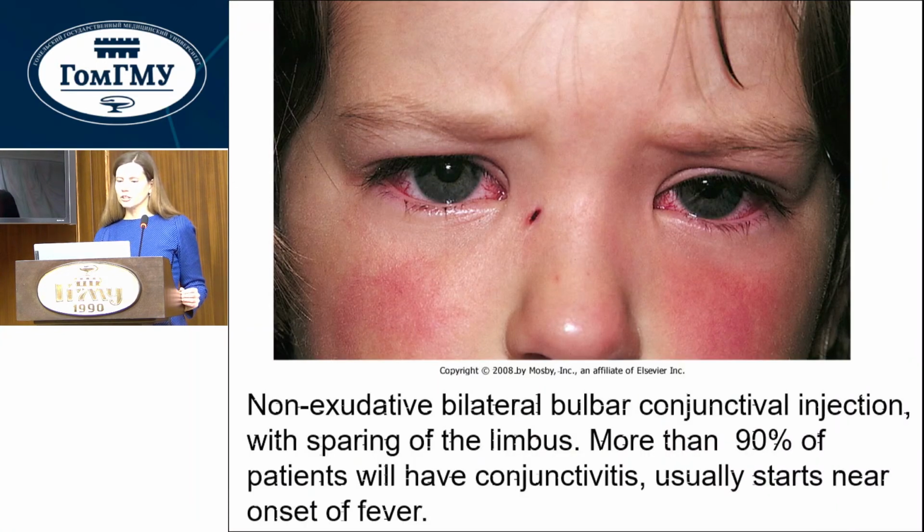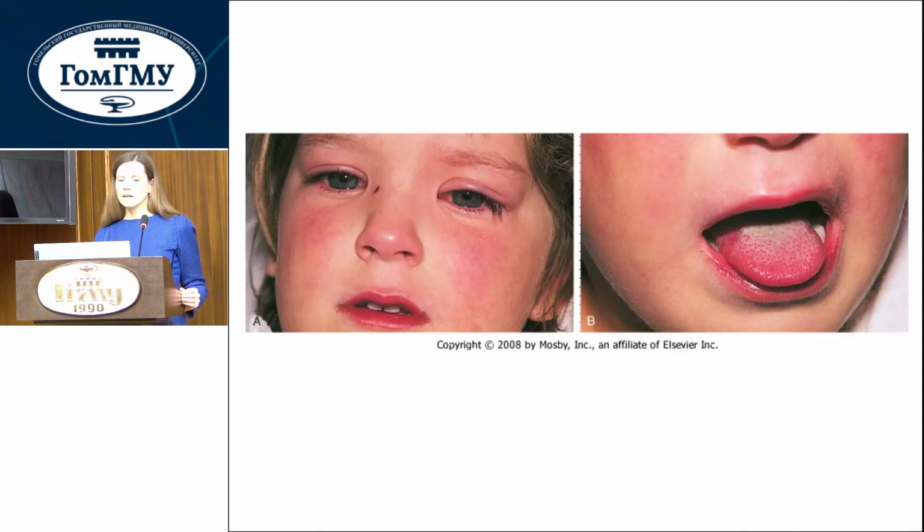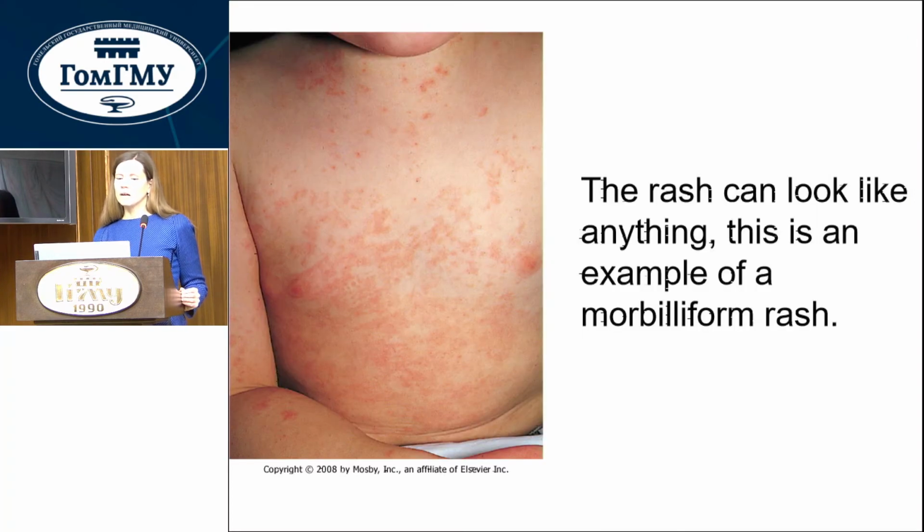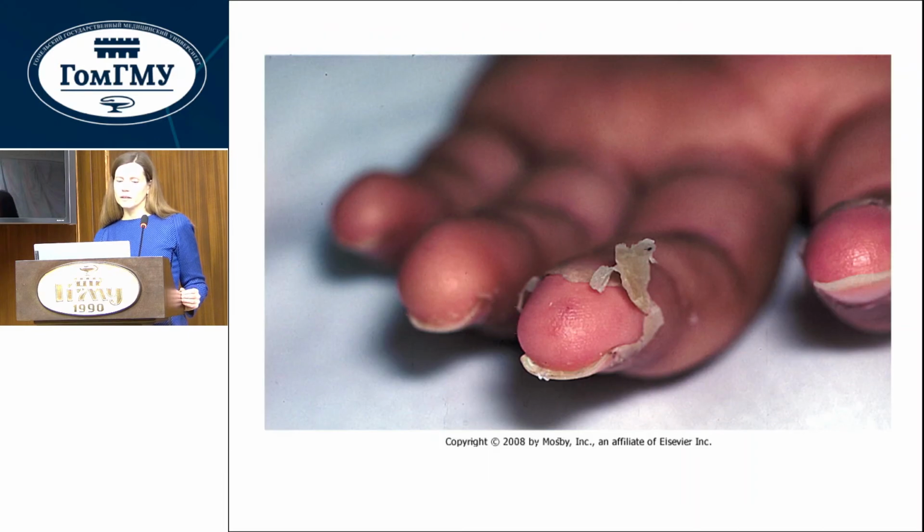We have a picture of the specific rash on the face in children, a specific strawberry-like tongue, very similar to childhood infections, and the rash can look like anything. This is an example of a morbilliform rash, and also changes like these maybe.